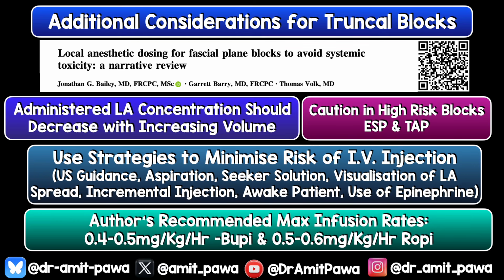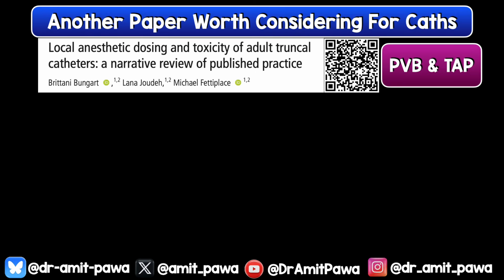Now they have some recommendations on the maximum infusion rates, and they quote 0.4 to 0.5 milligrams per kilogram per hour as a maximum dose for bupivacaine, and 0.5 to 0.6 milligrams per kilogram per hour for ropivacaine if you're using infusions. We'll come back to that in a short while.